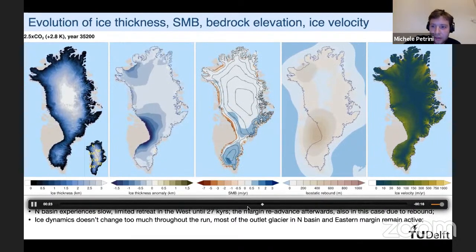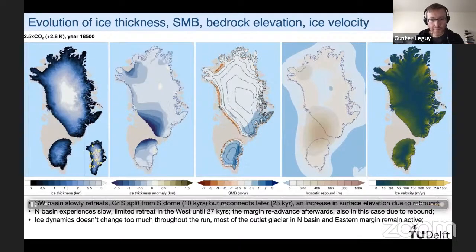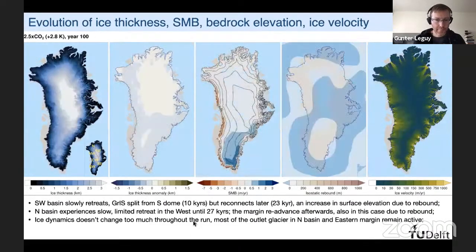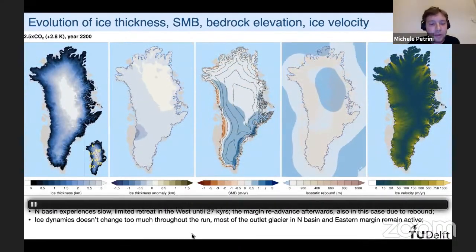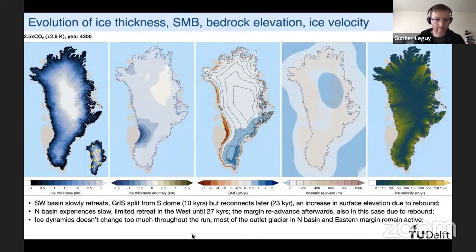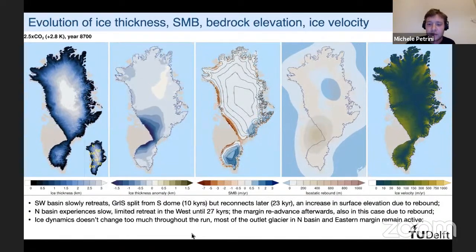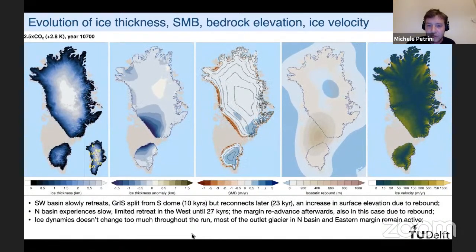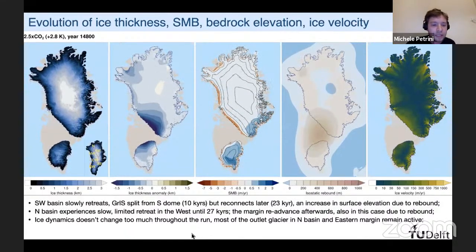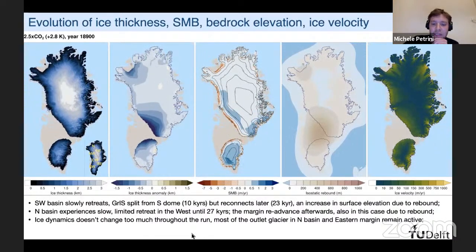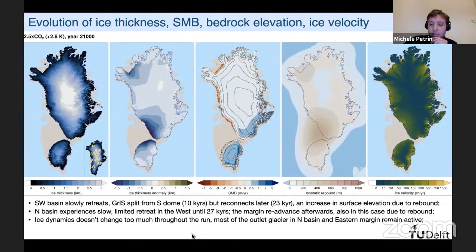I will just go back for a while. The northern basin is retreating in the west until around 27,000 years, but then again the margin re-advances, and also in this case we can see the signal of the rebound. And it's also interesting to note that the ice dynamics doesn't change too much throughout the run, and most of the outlet glaciers in the north and eastern margin remain active.